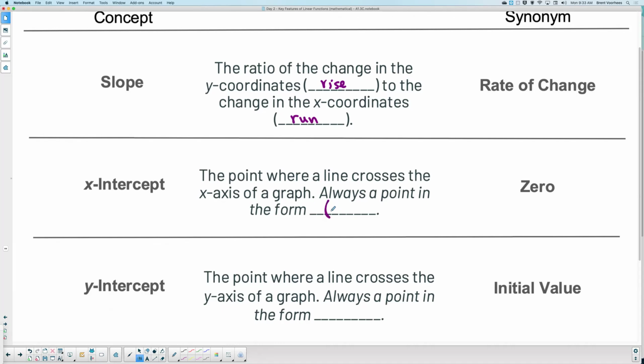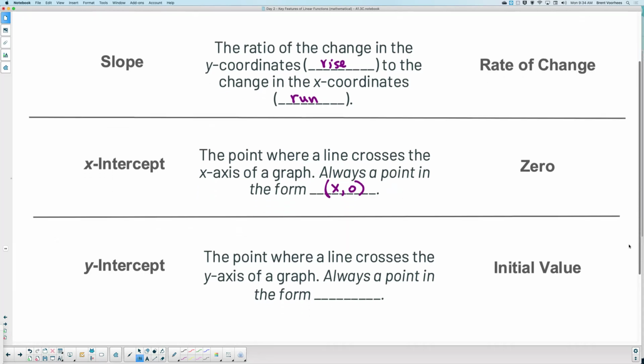You're going to write it as parentheses x, comma, 0. The x-intercept will always be written in that form. That means the y value is 0. The x can be any number, but the y value is always 0. Okay? The y value is always 0 in the x-intercept.